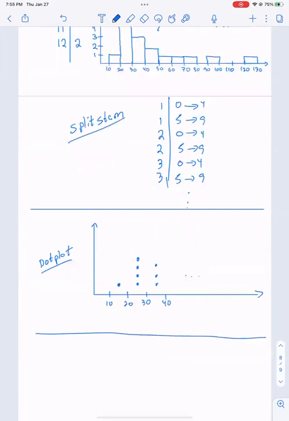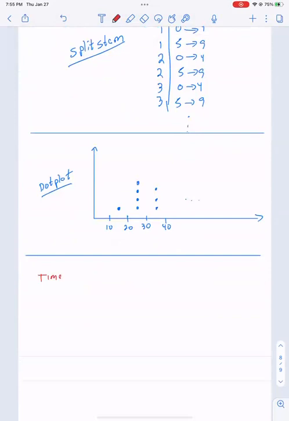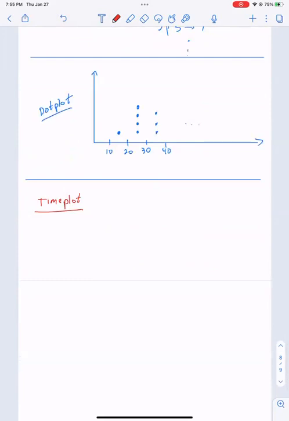And the last idea for chapter 1 is a time plot. A time plot is very different from histograms, dot plots, stem plots, and everything we've done before. Because with everything we've done before, we have lots of individuals and we take our values and see how many of them are here, and how many are here. With a time plot, you're looking at one individual over time.